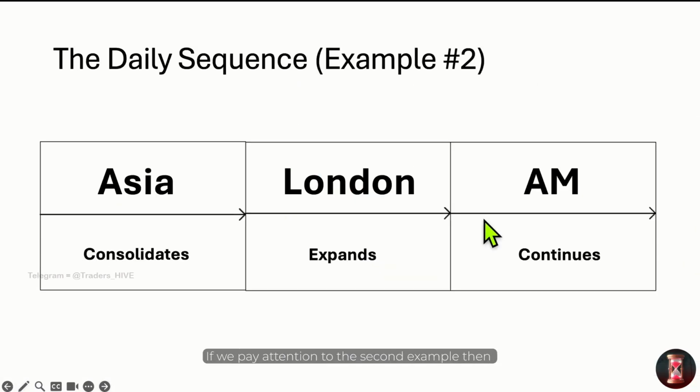If we pay attention to the second example then of the daily sequence, it could look like the following. Where we see that Asia consolidates, London expands, and AM continues. So instead of the morning session reversing on the London trend, you can see that the morning session continues the London trend. This occurs when there's a higher time frame drawing liquidity, which IPDA is in a rush to reach.